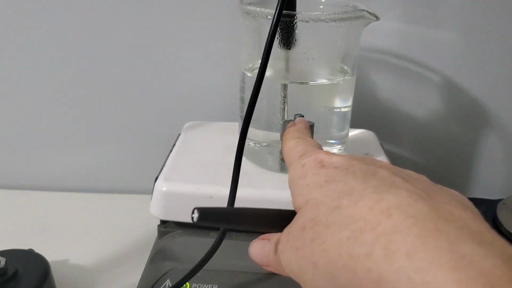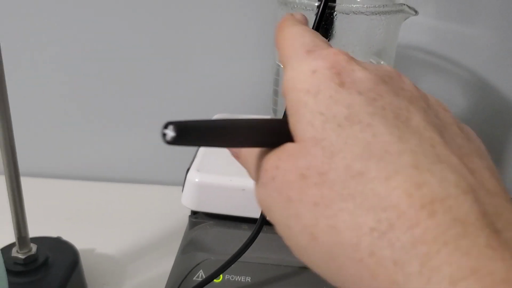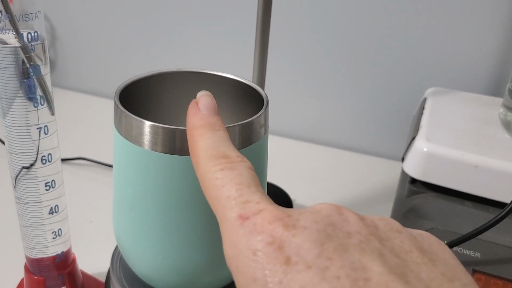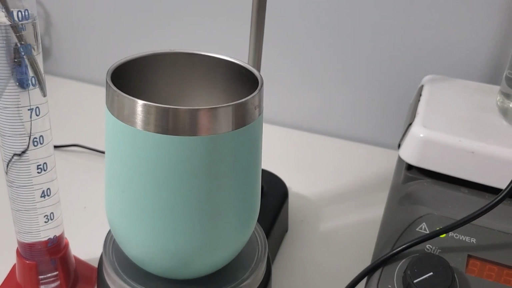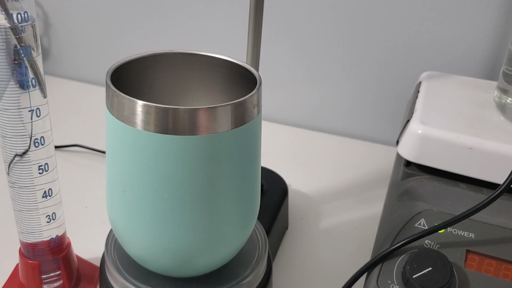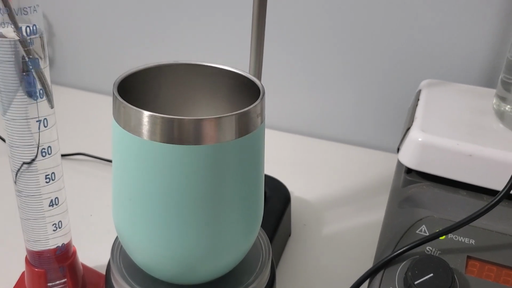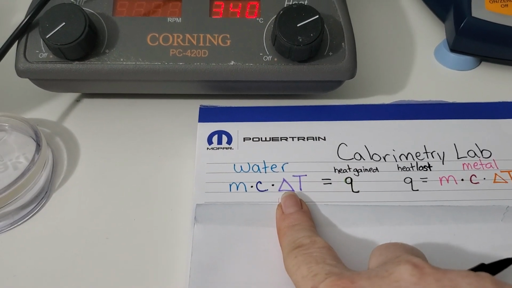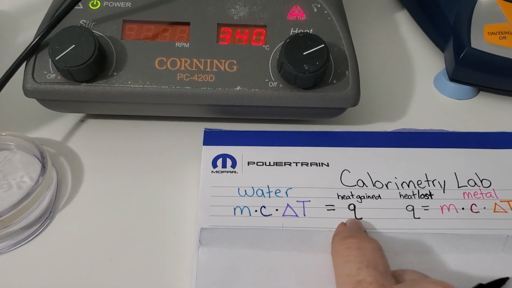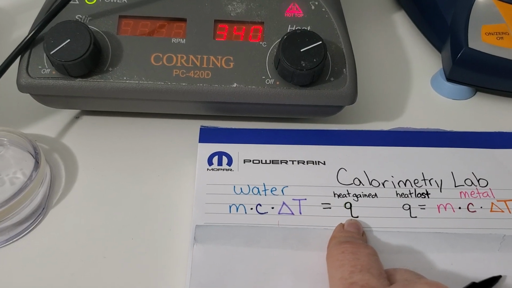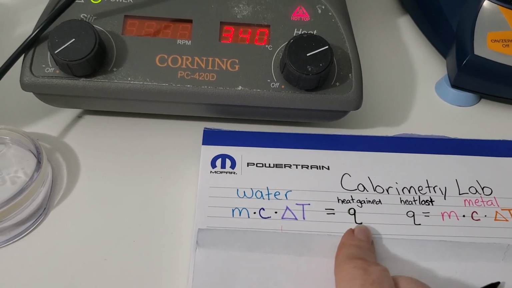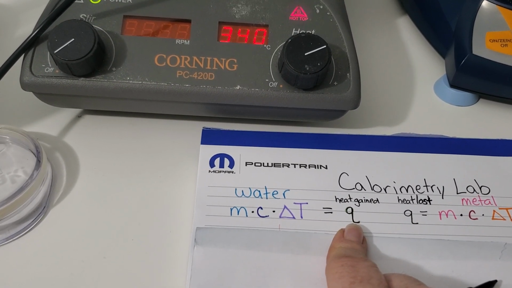So when I put my hot metal into my cool water, what's going to happen to the cool water? So if I put a hot metal into cool water, the cool water should heat up, right? So my change in temperature, the temperature is going to increase because I'm going to gain heat. So if I know my mass, my specific heat, and my change in temperature, I can figure out how much heat it gained.